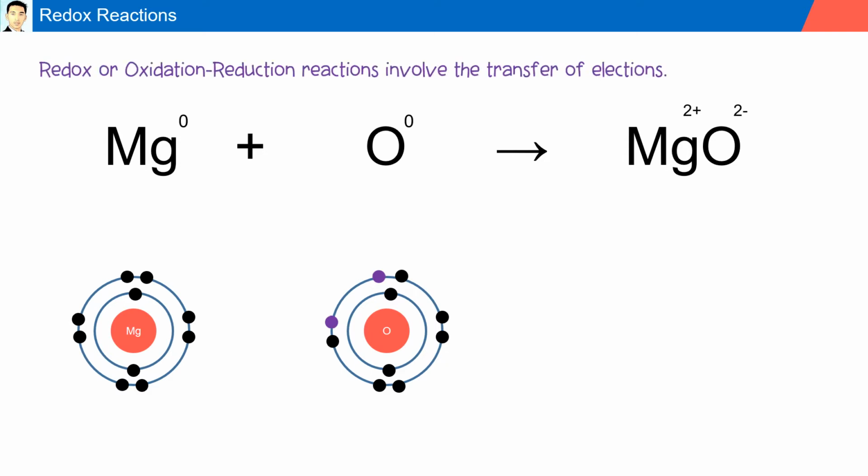A redox or oxidation-reduction reaction involves the transfer of electrons. The number of electrons lost is equal to the number of electrons gained.